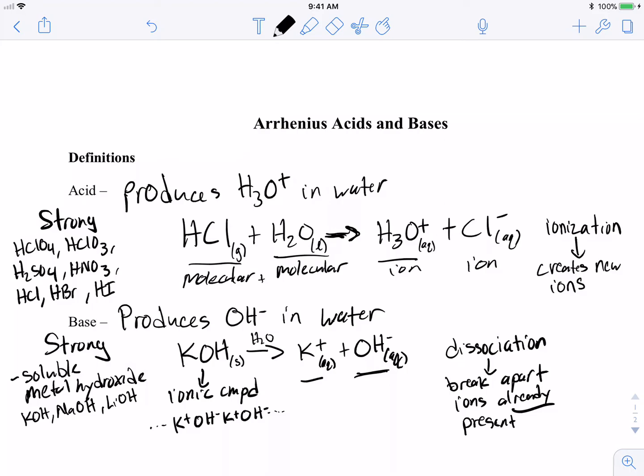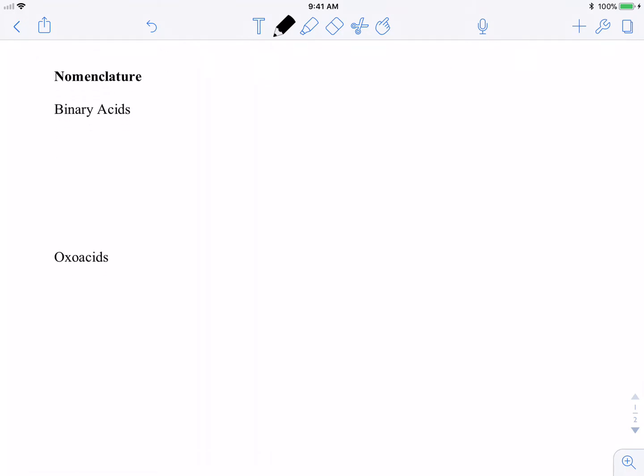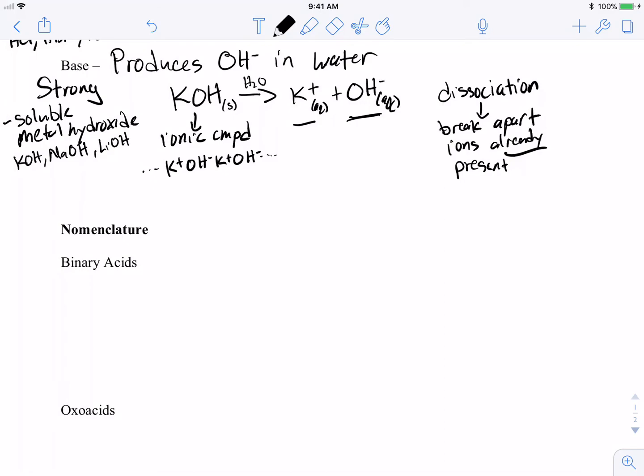Now let's go ahead and look a little bit at how we talk about these acids and bases. So how do we name them? Well, if we're dealing with our bases, all we're going to do is see that our name is equivalent to whatever we would name the solid ionic compound, right? So this would be NaOH.